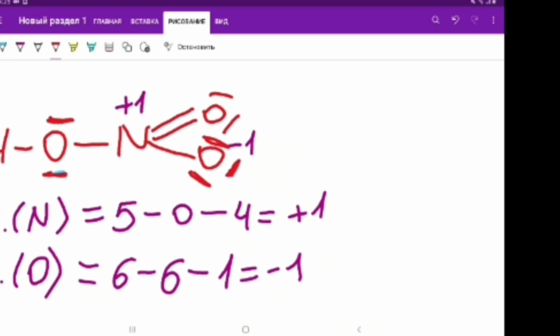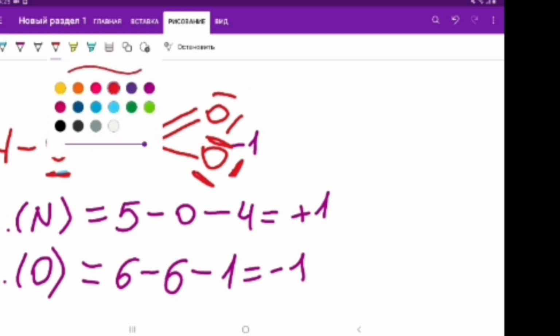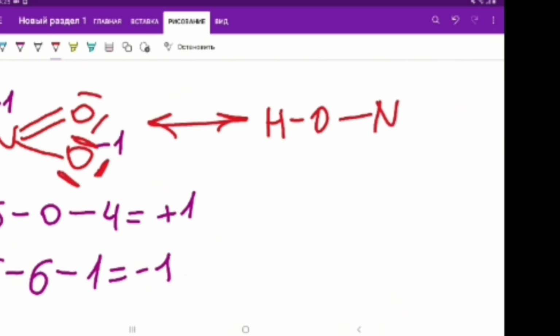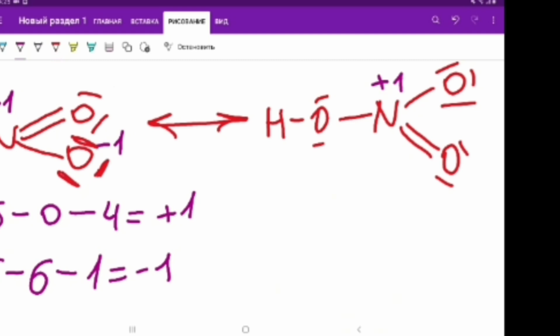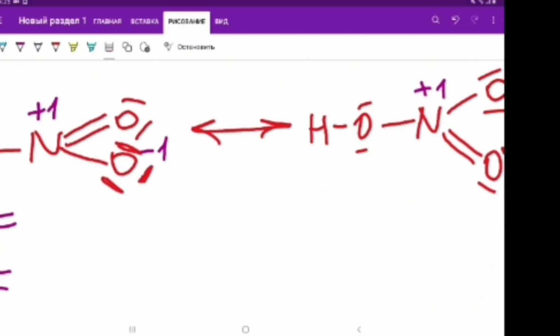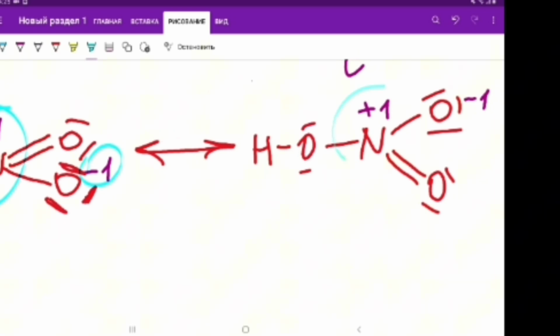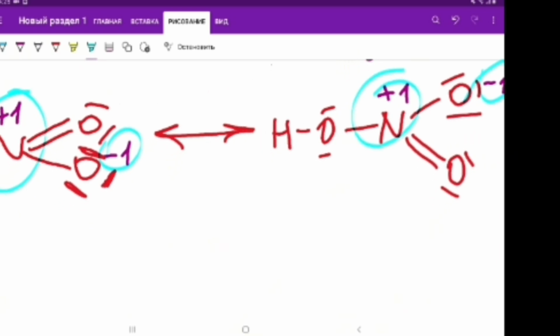But if we now draw its mesomer of this molecule, if we do like that, of course in this case nitrogen will have +1, and this oxygen will have charge -1. As we see, this +1 is a stable charge, but -1 is jumping. It's stable and it's jumping. So stable charge is written inside the brackets.